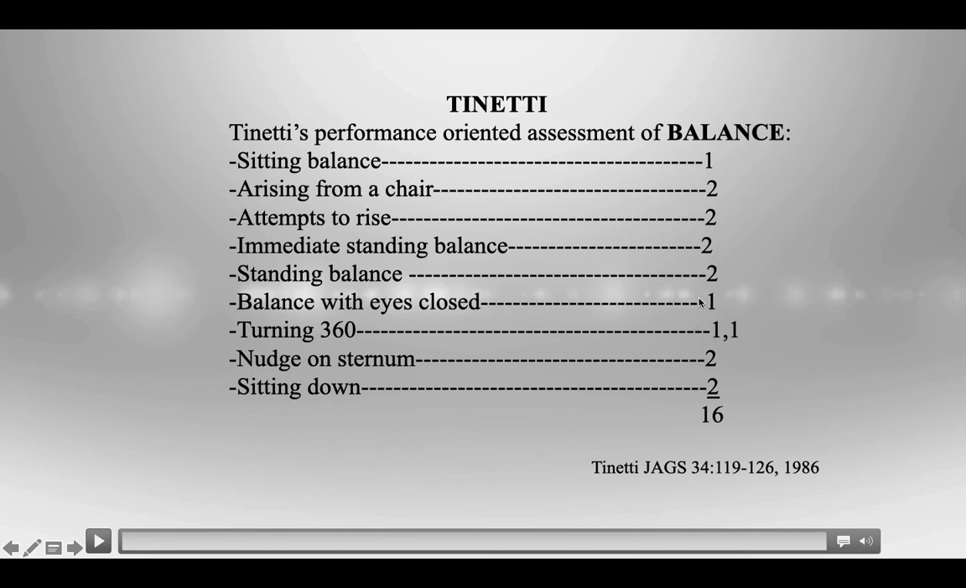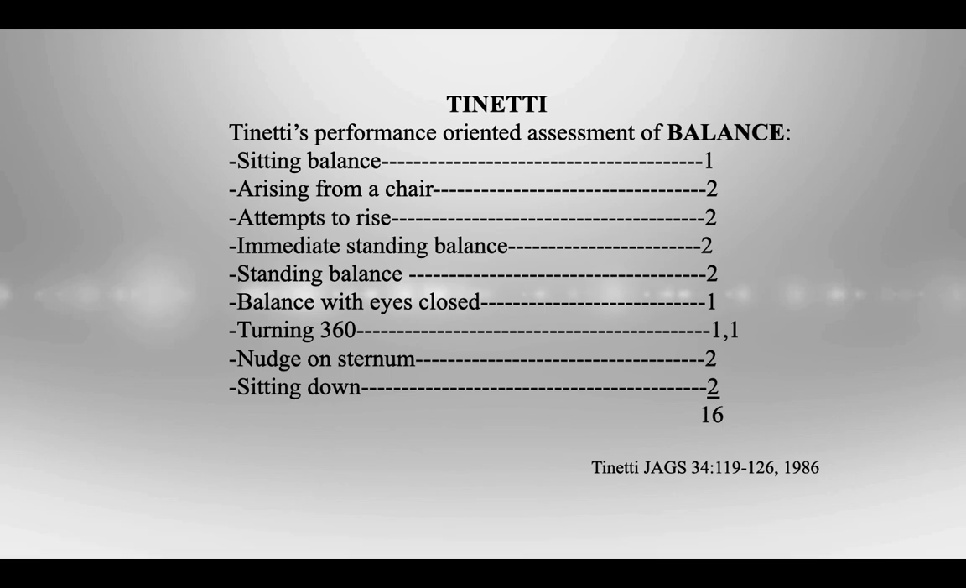In this, you are shutting off any kind of visual perception for the person, focusing mainly on the vestibular and proprioceptive cause. Turning 360 degrees. Again, this is one of the vestibular cause. One for the right and one for the left. Nudge on sternum. Now, what do you mean by nudge on sternum? Anyone? If you can comment.